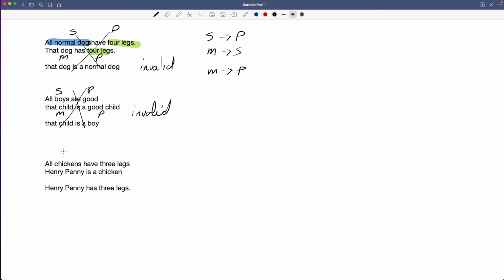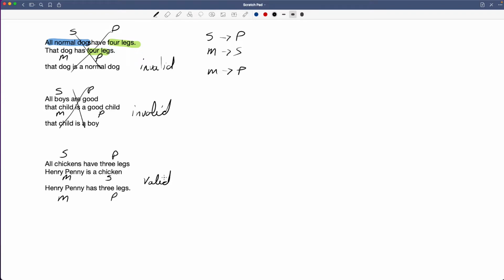All chickens have 3 legs. Here's our set, all chickens, and 3 legs is our predicate nominative, or our condition, or our predicate descriptor, however you want to refer to that P. Henny Penny is the member we're talking about of the set of chickens. So S and S. Henny Penny is the M, and 3 legs is the P. So this is a valid statement.